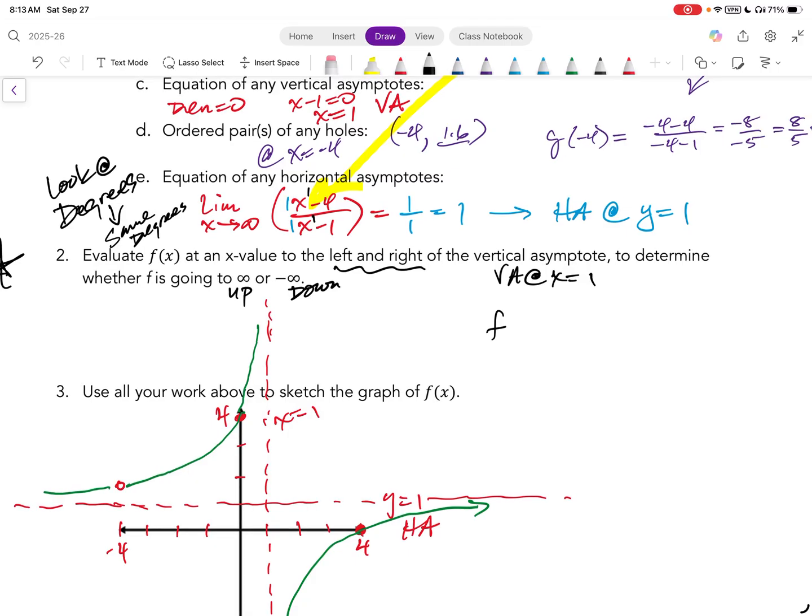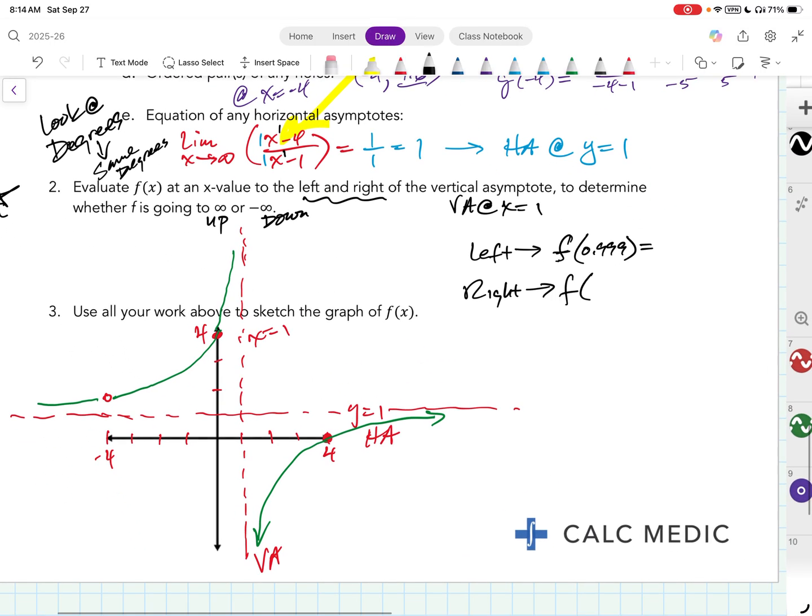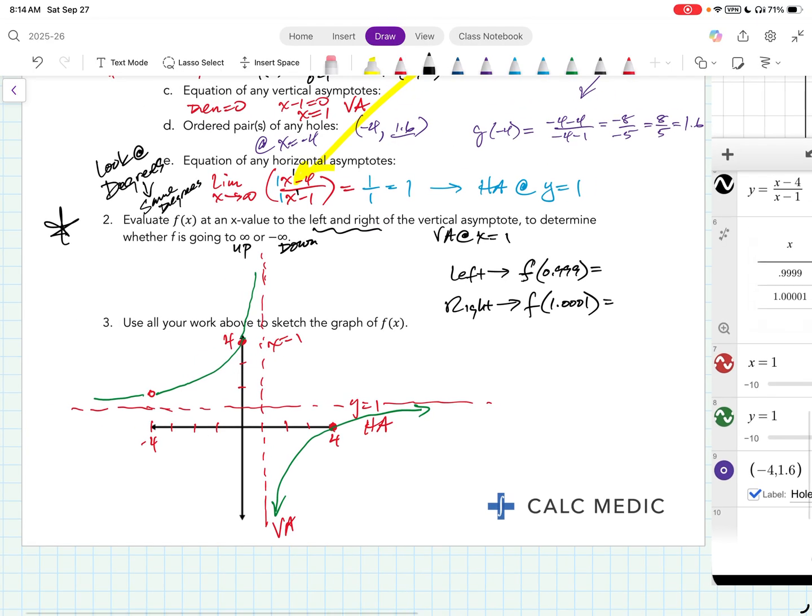So left of 1. Let's evaluate the function at, how about 0.999? Let's get really close. And on the right side, let's get really, really close. Okay, and what's a point to the right of 1 that's extremely close to 1? Well, how about 1.0001?